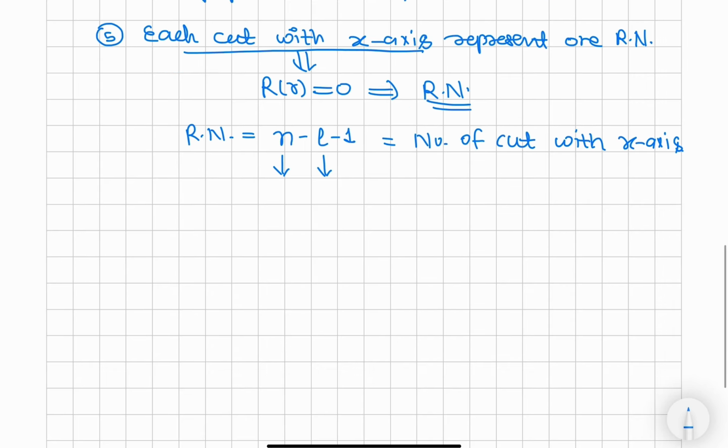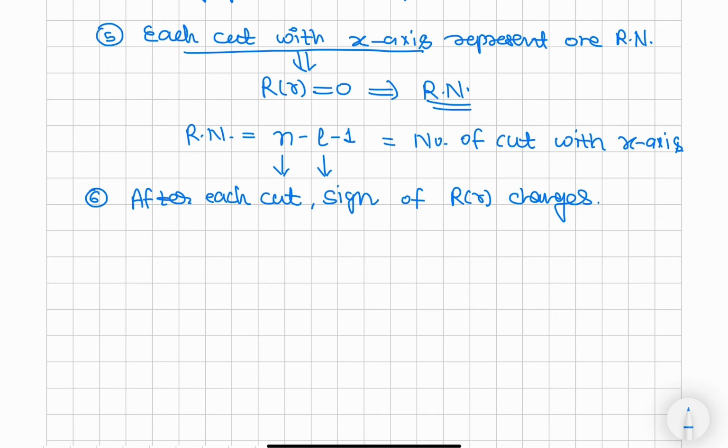Next, point number 6. Point number 6 represents: after each cut, the sign of R(r) changes. After each cut, the sign of R(r) changes. This can be simply explained with the help of this.